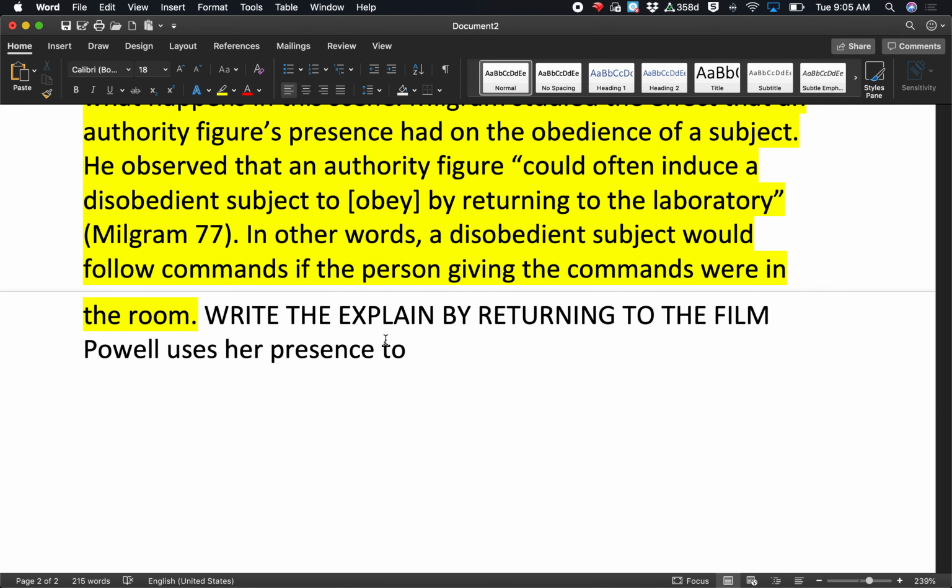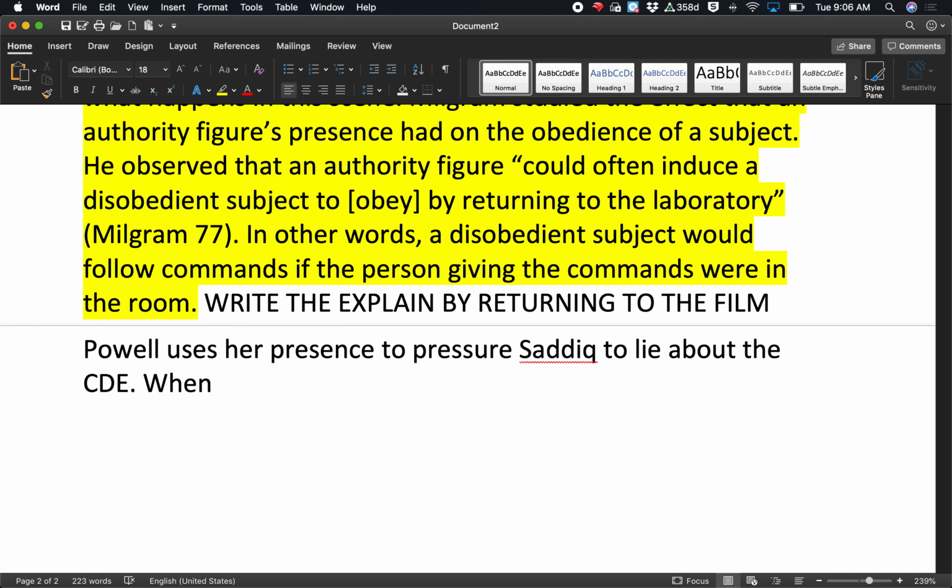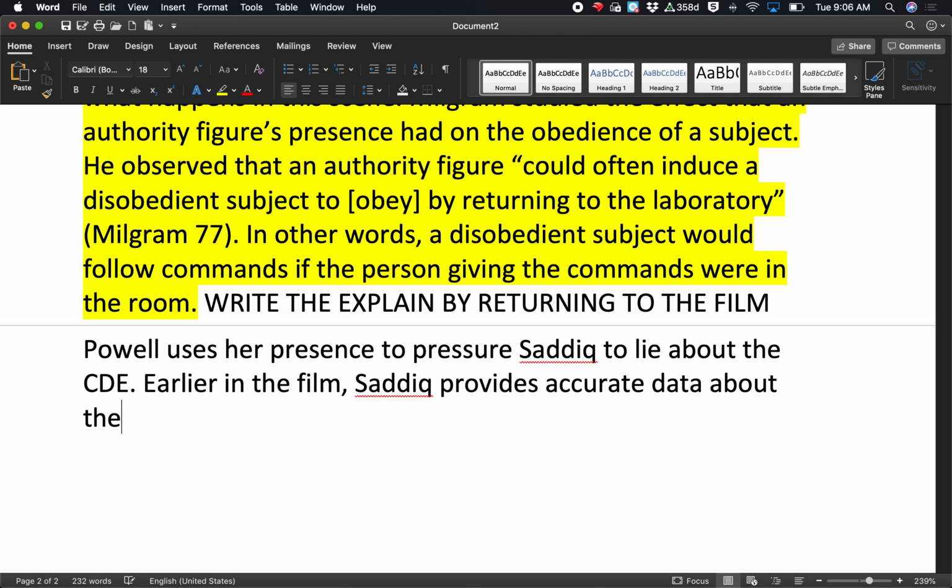Thank you. All right. Powell uses her presence to pressure, I think I've already used the verb pressure, so whatever, I'll just use it and change it later, to pressure Sadiq to lie about the CDE. When... I'm just going to say something about earlier in the film, just because I know what happens in the film. Sadiq provides accurate data about the young girl's risk of surviving.